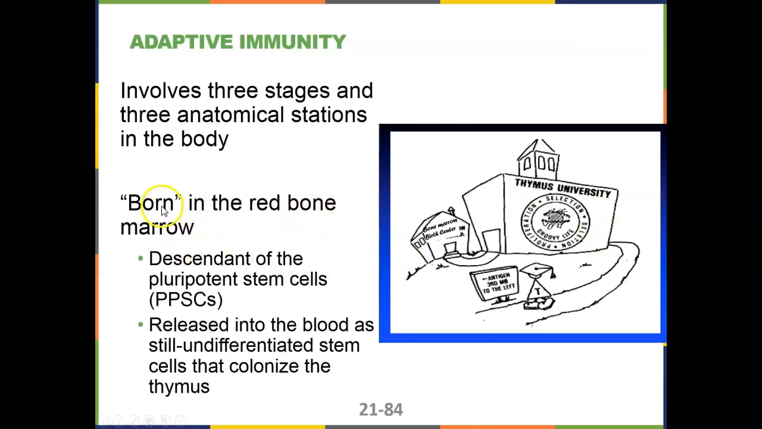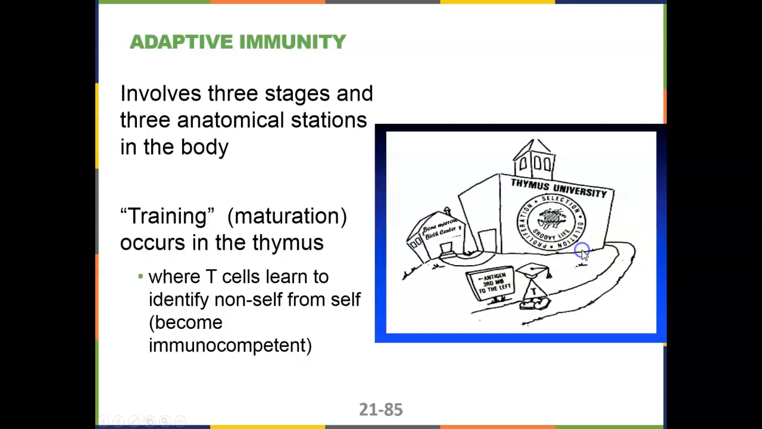So here are the three basic stages, and here's a little, I think this is adorable. Here you have the bone marrow birth center where all lymphocytes are born. Then here we have Thymus University where T lymphocytes mature. Once they finish this, then they're going to go off to their proper lymphatic site where they can just sit and wait for the exposure that they need to become activated.